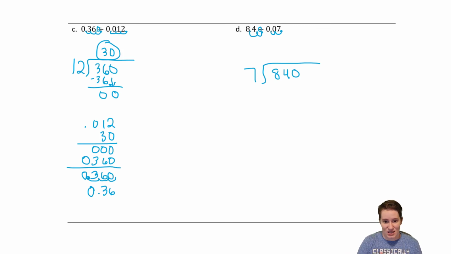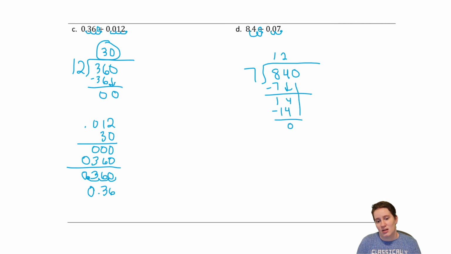So let's do this. 7 into 840 goes 1 time with 1 left over. We drop down the 4. 7 goes into 14 2 times. And then I have 0. 7 doesn't go into 0, or it goes in 0 times. Make sure we put the 0 up on top. And so our answer here is 120. So again, we could check our answer by doing 120 times 0.07, and that should give us 8.4.